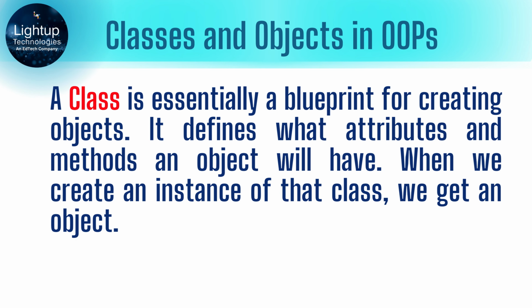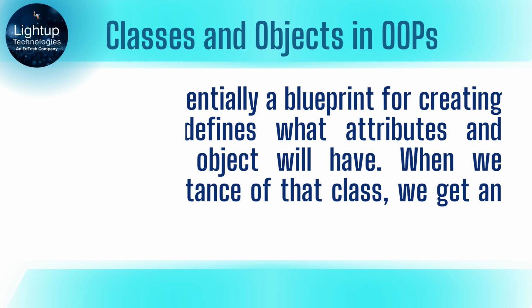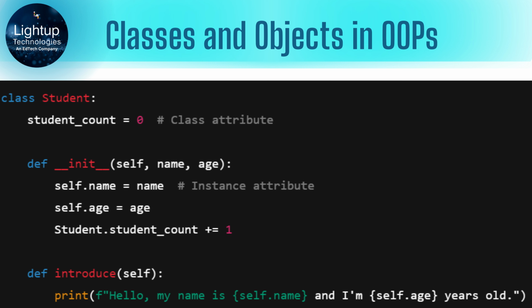A class is essentially a blueprint for creating objects. It defines what attributes and methods an object will have. When we create an instance of that class, we get an object. For example, let's say we are building a program that models the student. Here is how we would define a student class and then create an object from it.